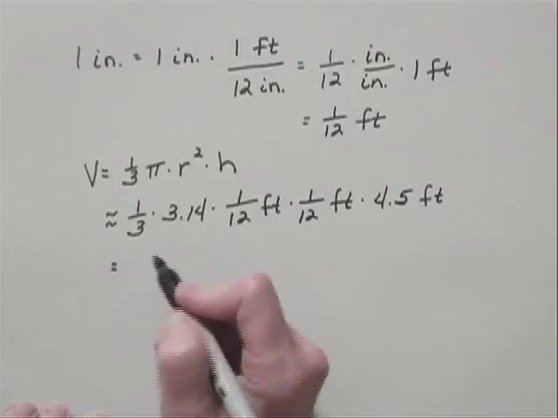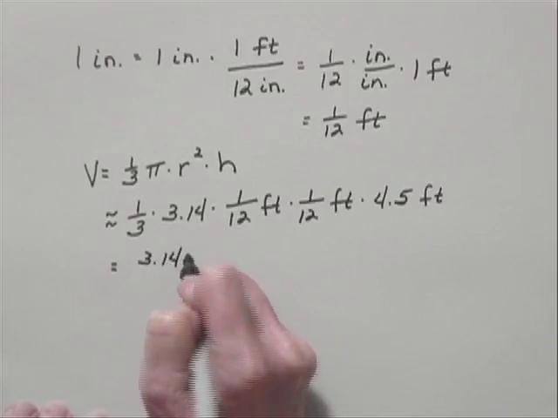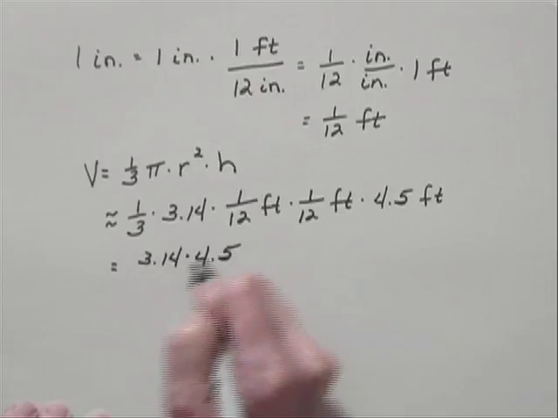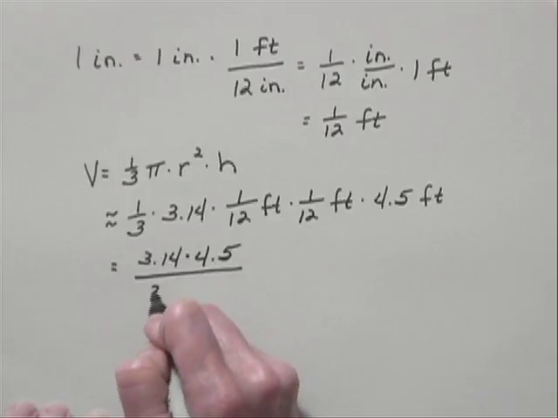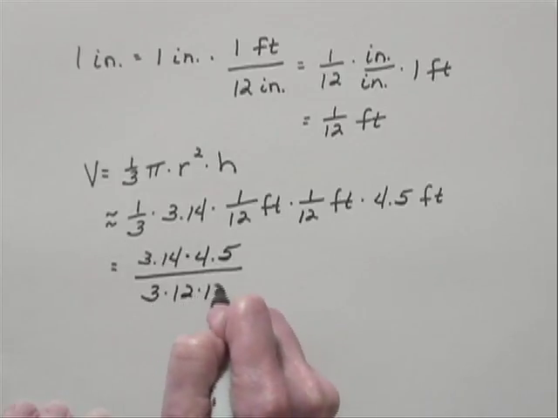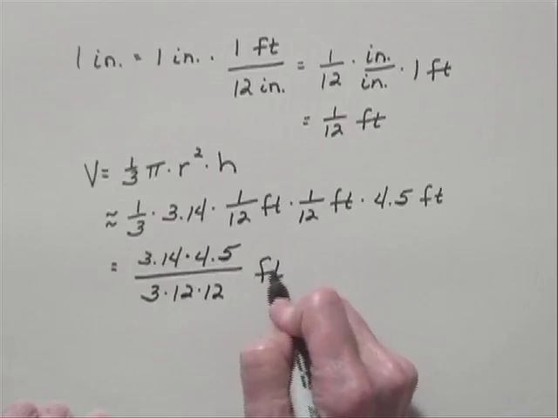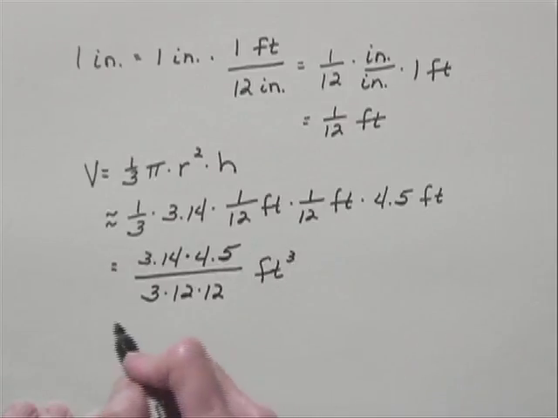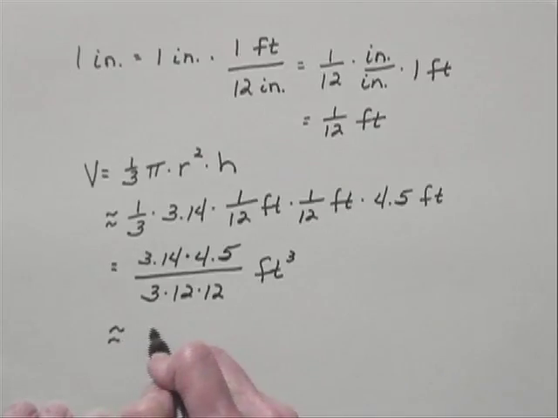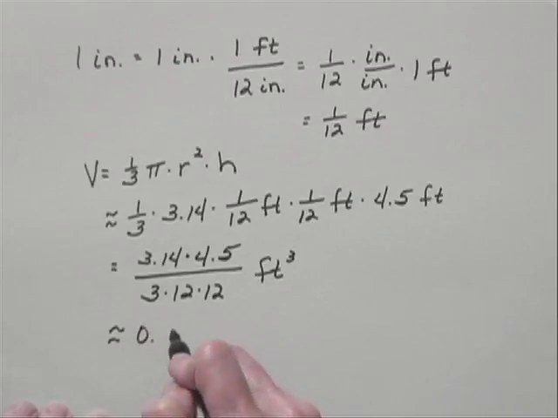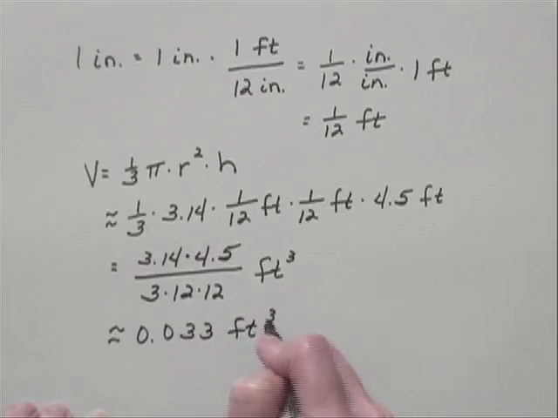Now this is going to be equal to 3.14 times 4.5 over 3 times 12 times 12. And I have feet times feet times feet, so I have cubic feet, feet cubed. And when I do this computation, I find that the volume is approximately equal to 0.033 cubic feet.